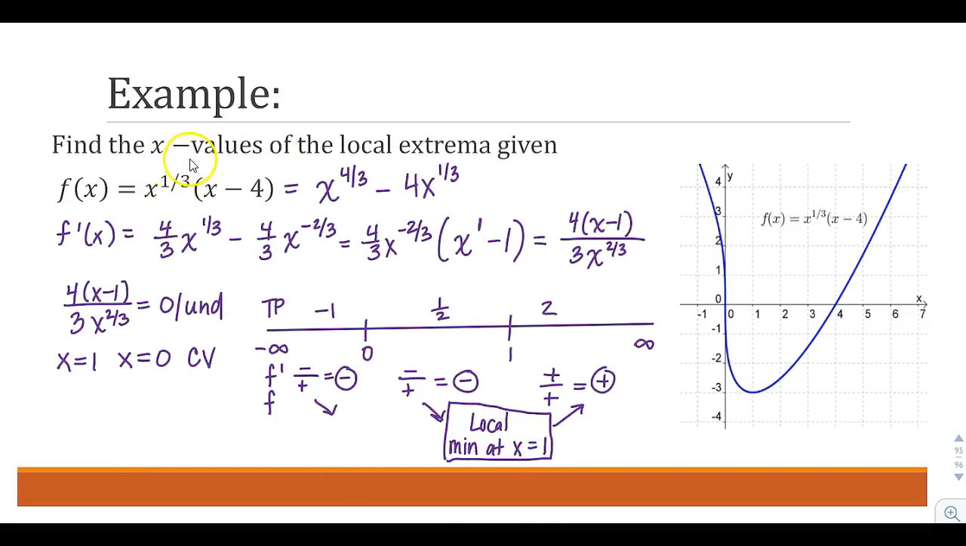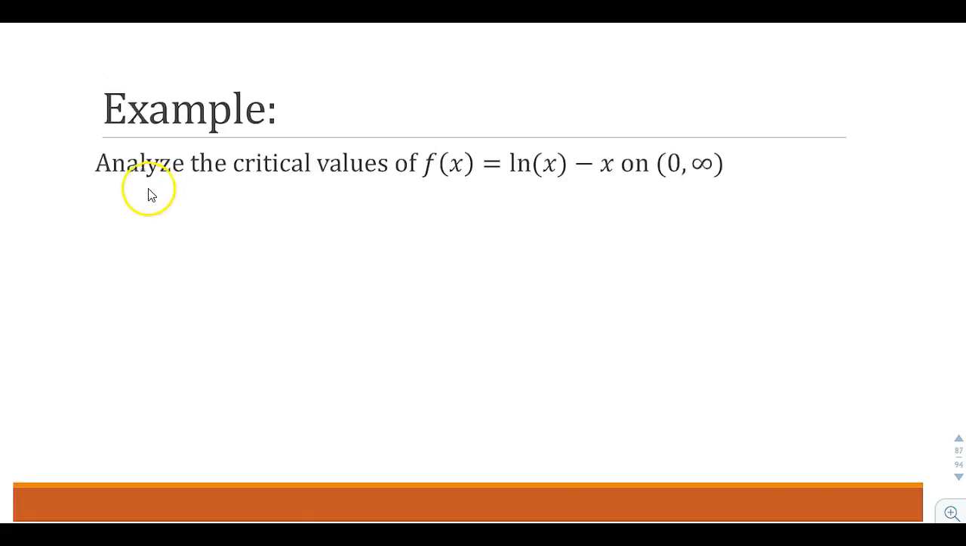And we were only asked for the x values of the local extrema, so there's no need to substitute 1 back into f of x. Now let's go ahead and take a look at the graph of f of x. So we can see that at x equals 0, I had a vertical tangent line, which is why the derivative did not exist there. But the function f stayed decreasing, so there was no local extrema. But at 1, we had a change of f prime from negative to positive, so f changed from decreasing to increasing.